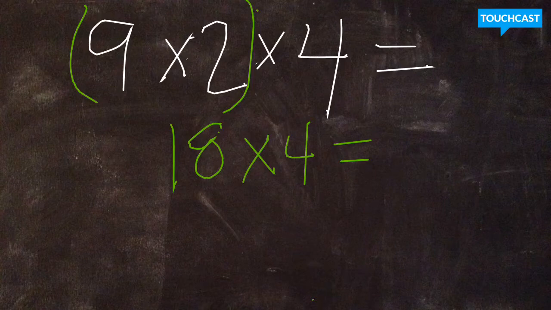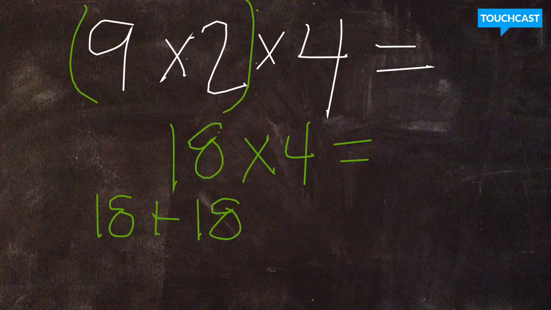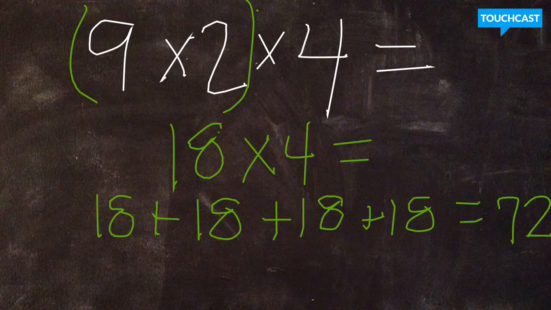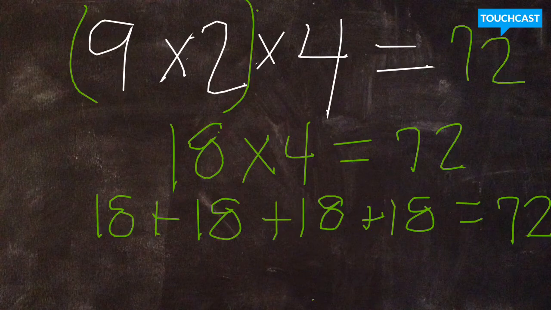If I do not know what 18 times 4 is, we can remember that multiplication is repeated addition. So I can just take 18 and add it together 4 times. 18 plus 18 plus 18 plus 18, which equals 72. So 18 times 4 equals 72, and 9 times 2 times 4 has the product of 72.